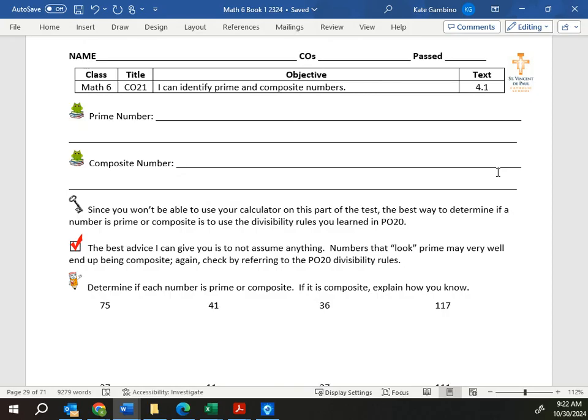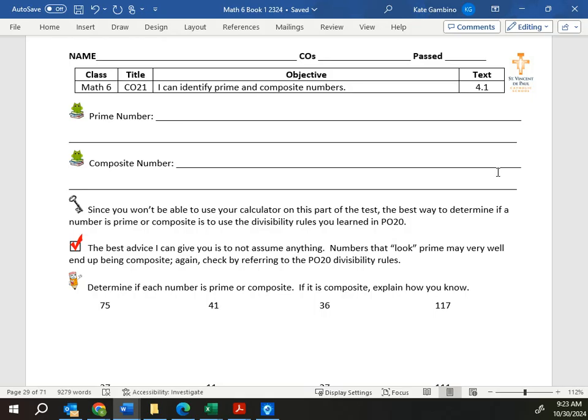CO21. I can identify prime and composite numbers. You don't have that one. So prime and composite numbers. Anybody have a guess as to what those keywords mean? Oh, I hear other conversations. Do we know what prime and composite mean? We are going to learn something new today.